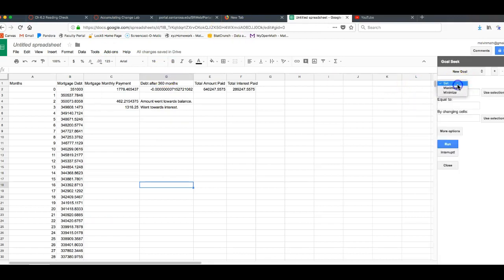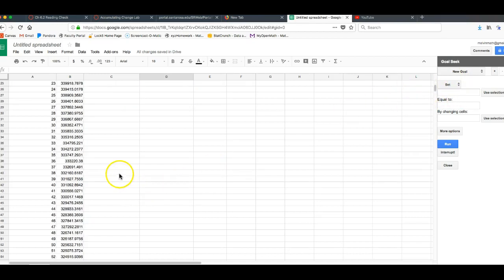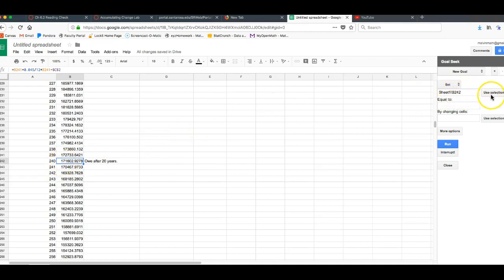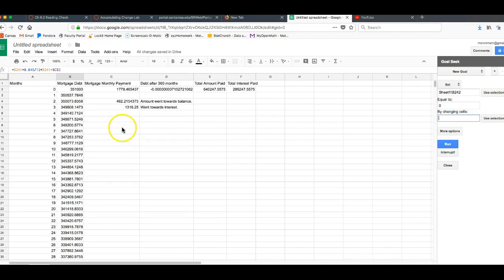All right, and what do we want to do? What do we want to set? I want to set the 240th month, so I'm going to scroll all the way down to 240, what we owe after 20 years. I'm going to click on that cell, and then over here, click on Use Selection. So that's sheet 242, but you could just click on the cell you want and click Use Selection. The goal is to make that equal to 0. And we're going to do that by changing your monthly mortgage payment cell, wherever that's entered. For me, it's C2. Click on Use Selection, and then click on the Run button.